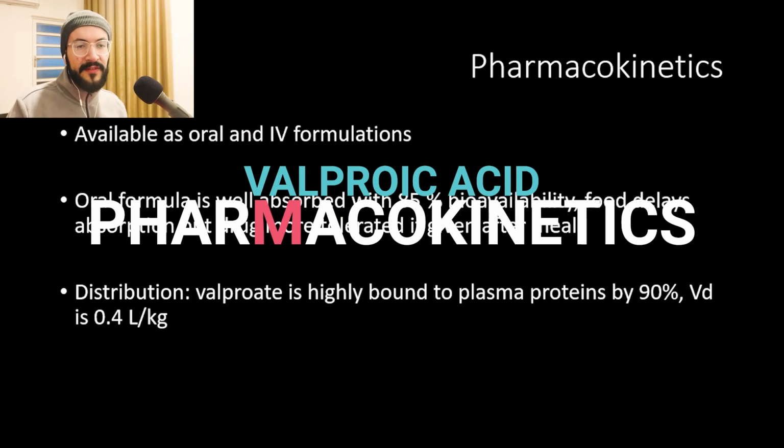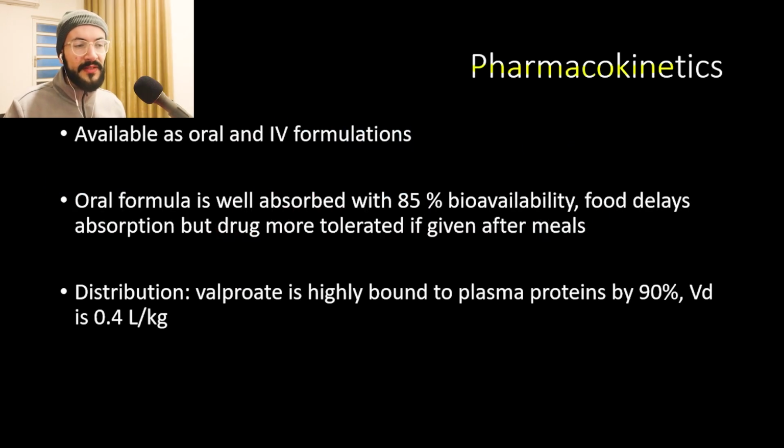Now let's talk about the pharmacokinetics of the valproate. It is available as oral and intravenous formulations, and the oral formulations are well absorbed with 85% bioavailability. Food delays absorption, but the drug is more tolerated if given after meals. Regarding distribution, the valproate is highly bound to plasma proteins by 90%, and the volume of distribution is 0.4 liter per kilogram. And since the volume of distribution is less than 10, this means that the valproic acid can be removed by dialysis during valproate toxicity.